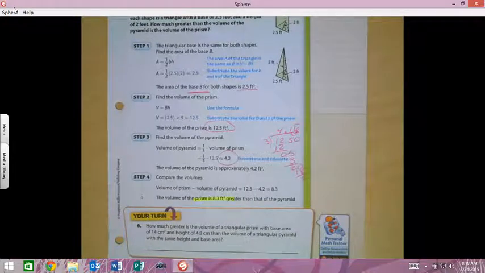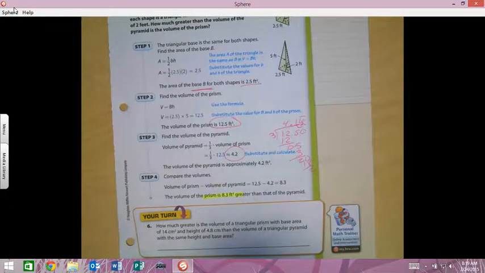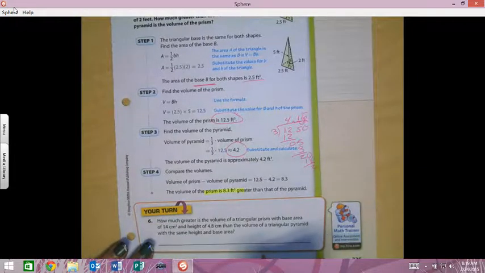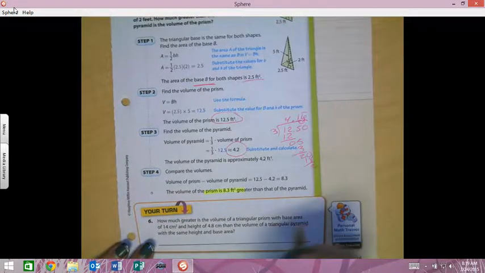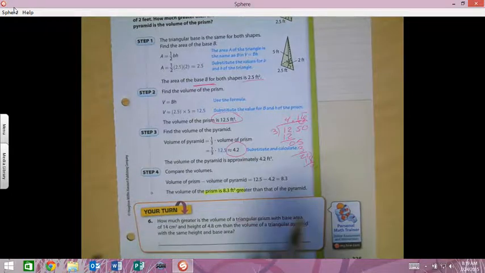So, last one before you do your guided practice. It's a your turn. It says, how much greater is the volume of a triangular prism with a base area of 14 square centimeters and a height of 4.8 centimeters than the volume of a triangular pyramid with the same height and base area? So, they already give you the base area. They're already doing this top step for you. All you have to do is find the volume of the triangular pyramid and the volume of the triangular prism, and then subtract the two, just like we did in the previous question.